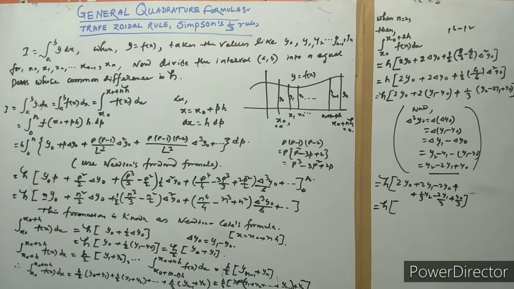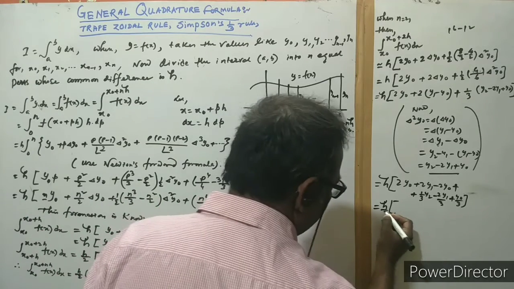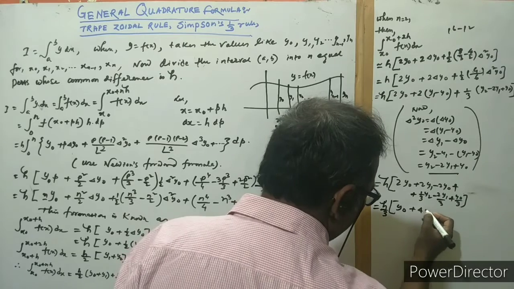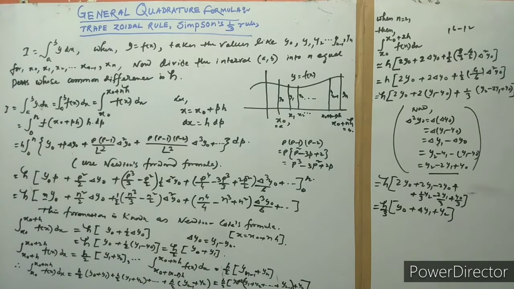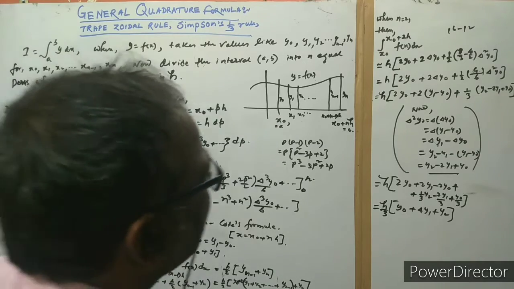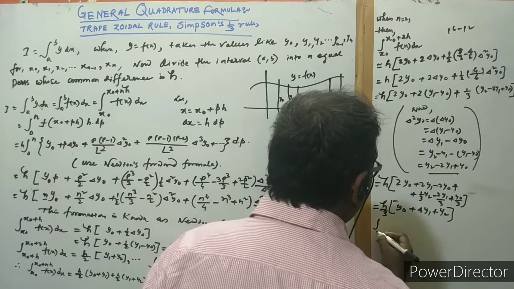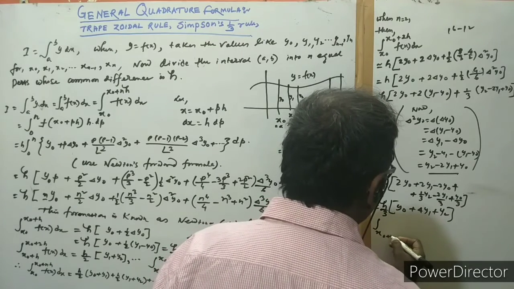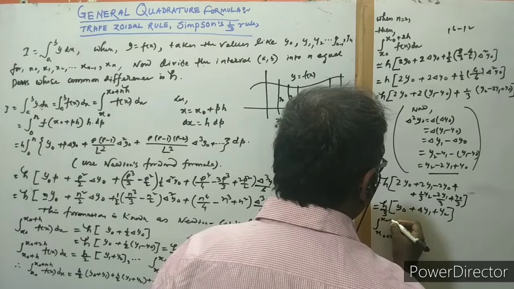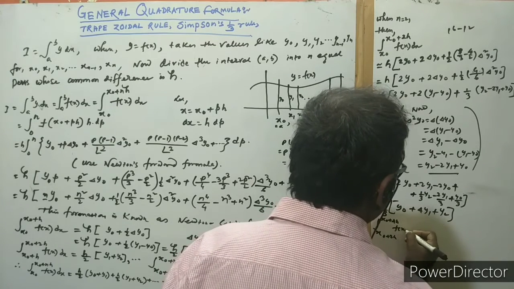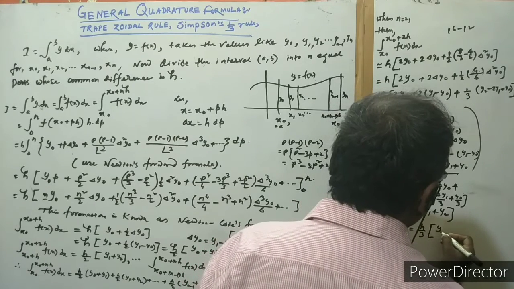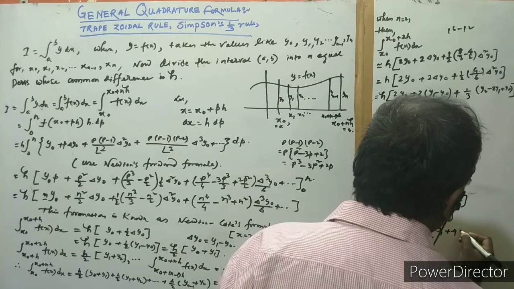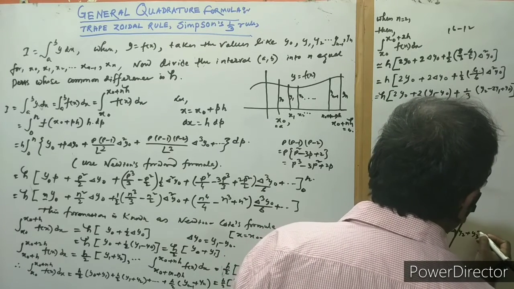This is h by 3, y naught, 4y1 plus y2. Okay? So similarly you can get here x naught plus twice h, or x naught plus 4h, and this is the integral of f of x, and that is equal to h by 3. Now this is y1 plus 4 y2 plus y3.